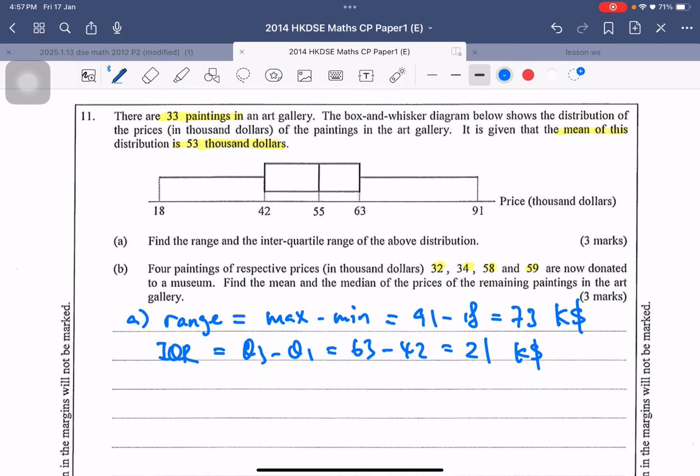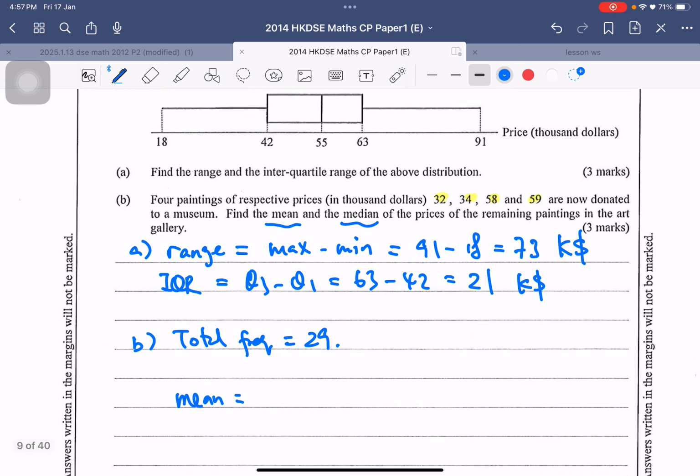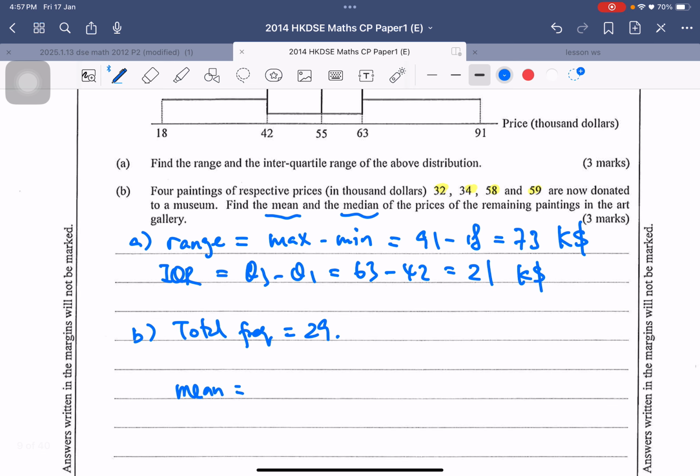29. So just remind yourself, the total frequency is equal to 29. So find the mean and the median of the price. So how do we find the mean? What is the formula of the mean? You see, the formula that I asked you to remember, you have to remember. Or else every time, Savannah, you are like this.